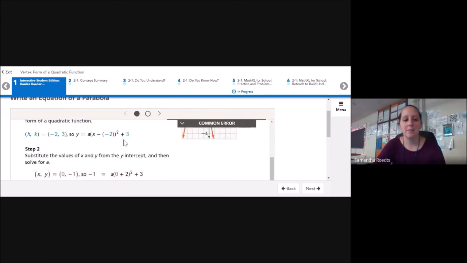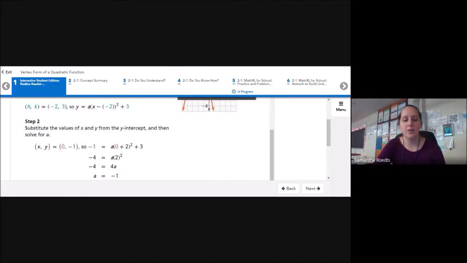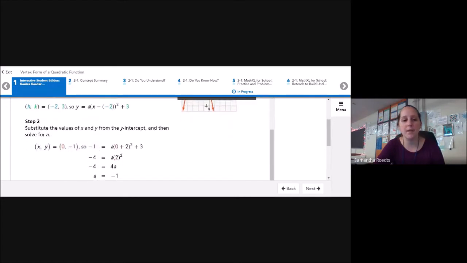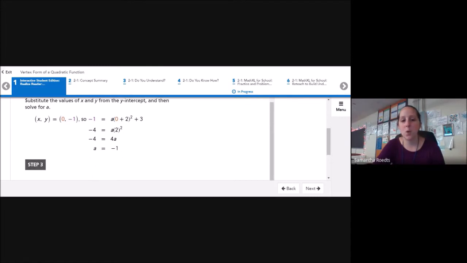When I simplify that, I get the plus 2. I substitute the values of x and y for the y-intercept. They gave me the y-intercept as (0, -1), so my x value is 0, my y value is -1. So -1 equals a times (0 plus 2) squared plus 3. I'm going to subtract 3 from both sides, which gives me -4 equals a times 2 squared. 2 squared is 4, so 4a. I'm going to divide both sides by 4, so I get a equals -1.